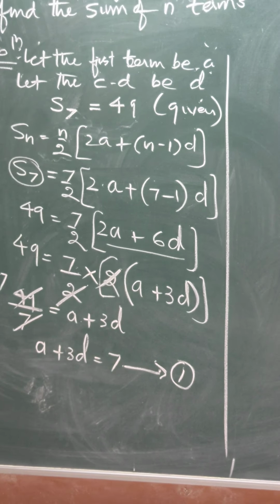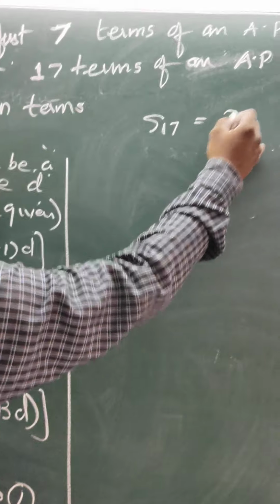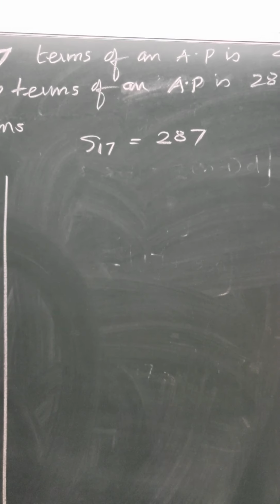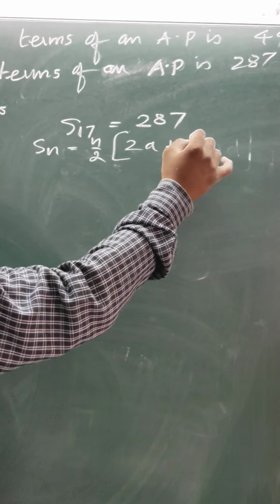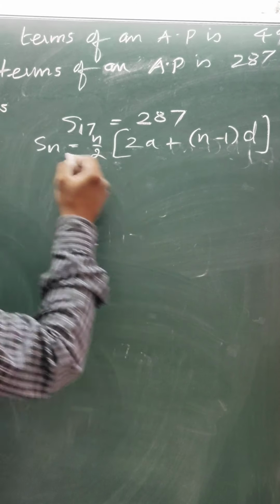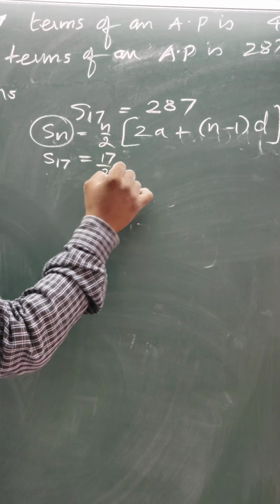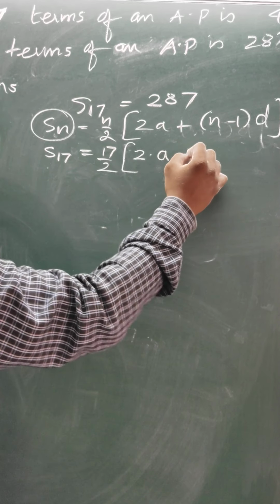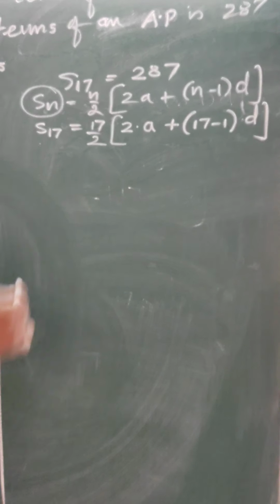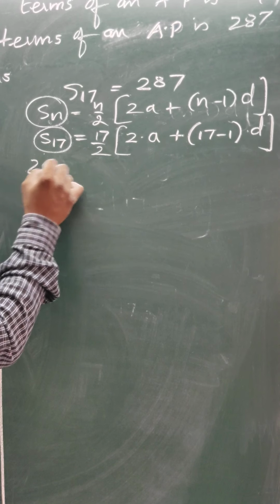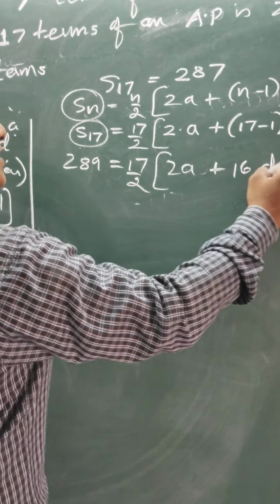Similarly, one more line is given in the question: the sum of 17 terms. Similarly, S17 is given as 287. Similarly, we can use the formula Sn is equal to n by 2 into 2a plus n minus 1 into d. n is equal to 17. So S17 is equal to 17 by 2 into 2 into a as it is plus 17 minus 1 into d as it is. So S17 is known to you, that is 287 is equal to 17 divided by 2 into 2a plus 16d.